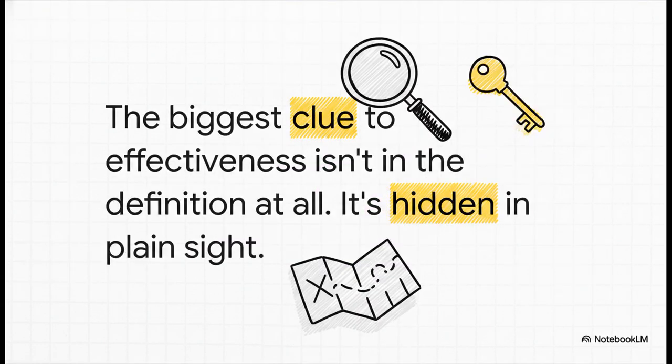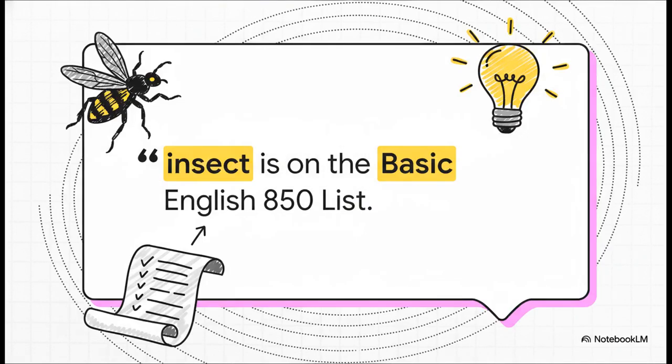All right, this is where it gets really, really interesting. The biggest clue, the key to this whole thing, it isn't actually in the definition itself. Nope, it's hidden in plain sight, tucked away right at the bottom of the page. And there it is. This is that aha moment. Insect is on the basic English 850 list. That one little sentence, it changes everything.